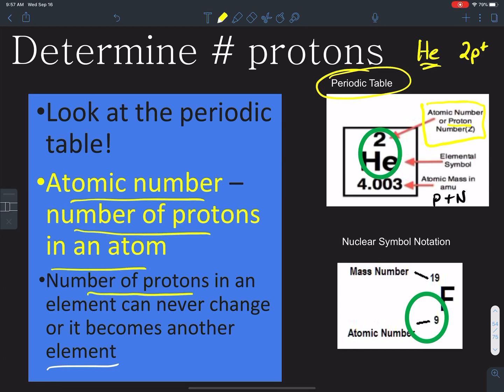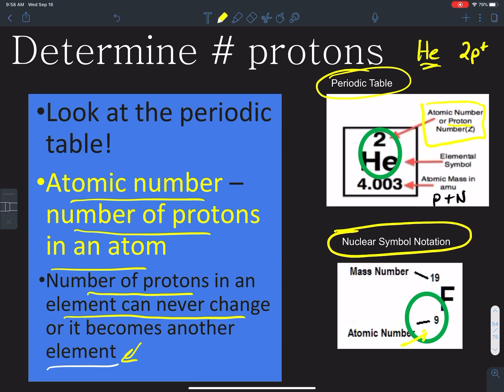And the number of protons never changes because that would cause your element to turn into a different type of element. Now I have another way to show you the number of protons in a system called nuclear symbol notation, and I'll introduce it to you here. It just takes the proton number, and instead of it being on top, it places it at the bottom, and it takes the mass number and places it at the top.